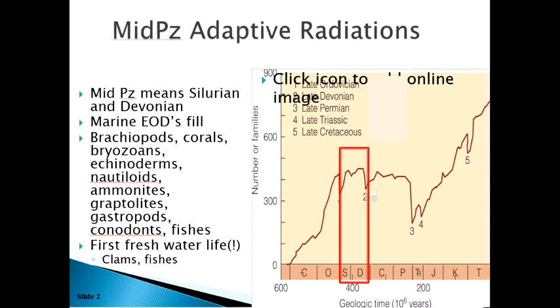And then there's the other big thing that happens in the Silurian. We get the first evidence that life isn't just in the oceans. It's still not on land, but we get it finally in fresh water. And it's clams and fishes.